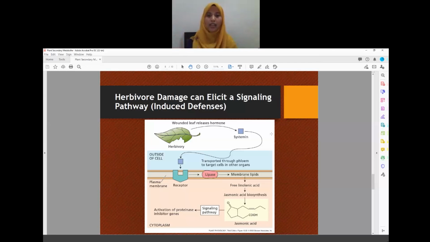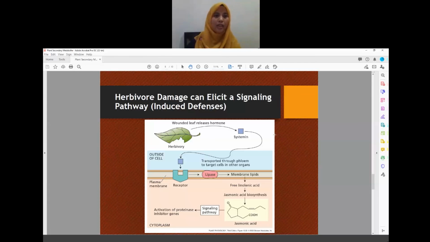Among the fatty acids is linolenic acid. This linolenic acid will then go through jasmonic acid biosynthesis to produce jasmonic acid. So more jasmonic acid will be produced in the plant to respond to this herbivory attack. Alright, this is one of the pathways for jasmonic acid. We have a lot more compounds if you want to focus on other compounds, but jasmonic acid is quite famous now.